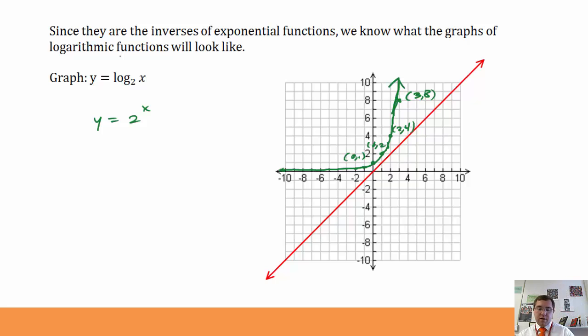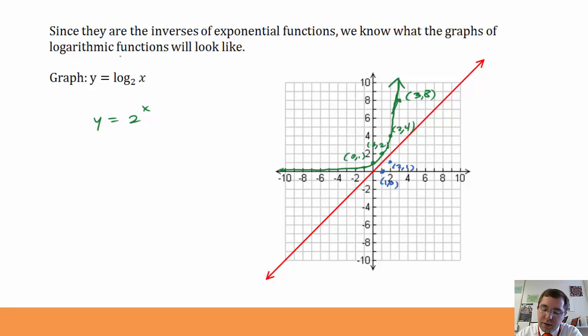Okay. Now, I will graph the inverse, the log base 2 of x. Since they're symmetric about the line y equals x, all I have to do to graph the inverse is just switch the x and y coordinates of the points from the green graph. If I take the point (0, 1), my inverse function is going to have the point (1, 0). So right there. If I take the point (1, 2), my inverse function will have the point (2, 1).